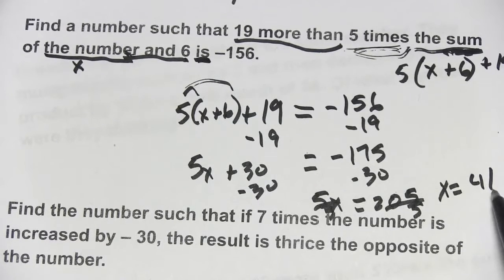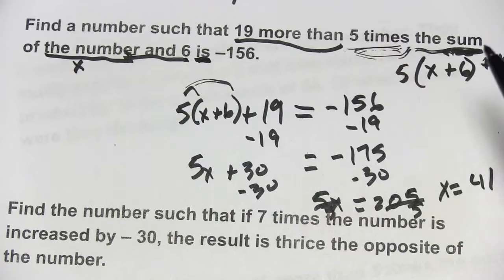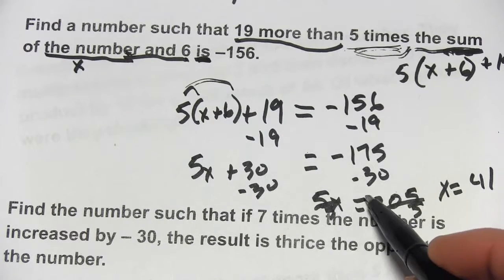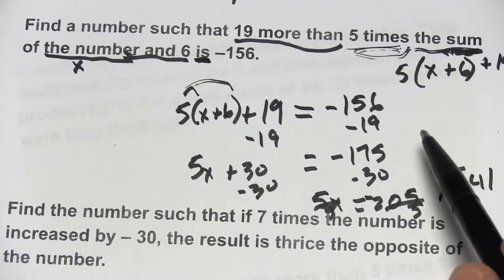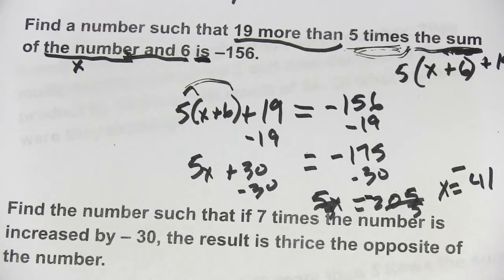If you get to this point and you're concerned about whether the answer is right or not, you can try taking this and plugging it back in. 19 more than 5 times the sum of the number and 6. So take this, add 6 to it, multiply it by 5, add 19. Oops, this should be negative. I forgot the negative sign. Add 19, and you should get negative 156.